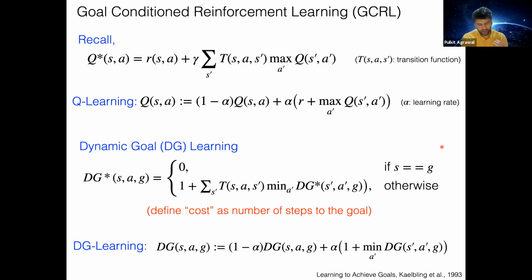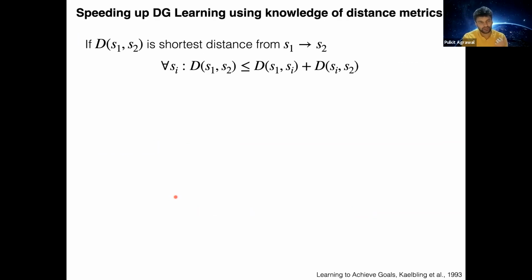This paper also had one more suggestion on how we could make DG learning computationally efficient. This was based on prior knowledge that we know something about distance metrics. For example, they satisfy the triangle inequality. What I mean is, if D(S1, S2) is the shortest distance from S1 to S2, then this inequality holds true. This is true for any distance metric.